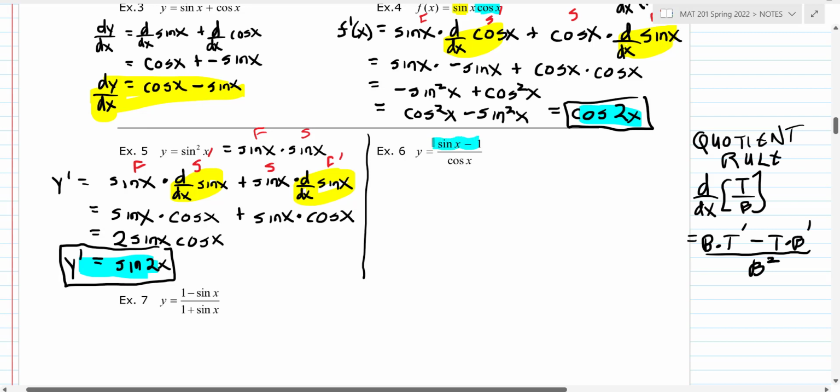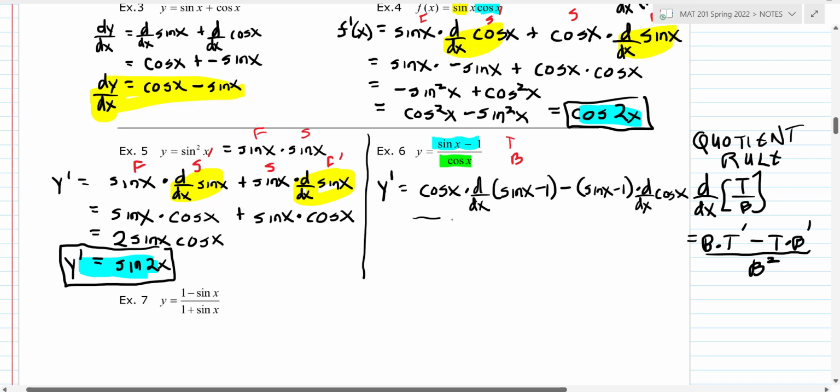So basically the top is going to be sine x minus 1. The bottom is going to be the cosine. When we do the derivative, y prime, or you could say dy over dx, put it in the quotient rule. So do the bottom, multiply by the derivative of the top. I'm just going to set it up in the quotient rule right now. Minus the top times the derivative of the bottom. And that would be all over the bottom squared, which we just write as cosine squared x.